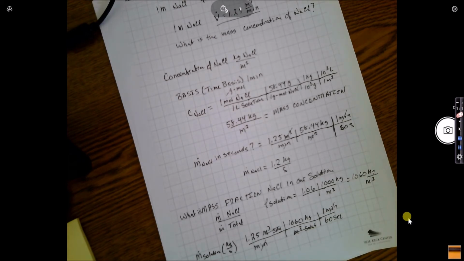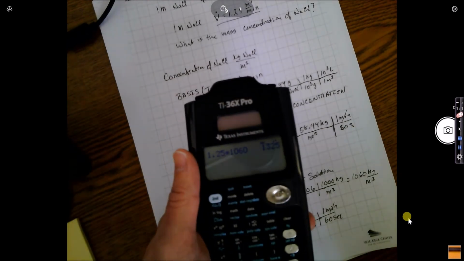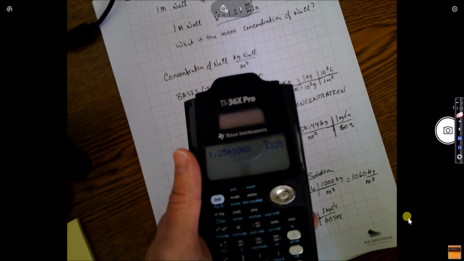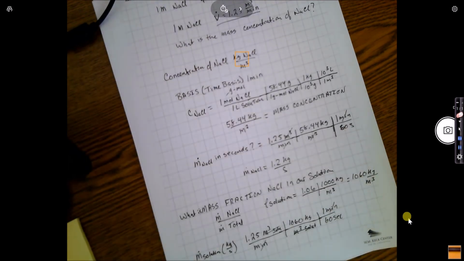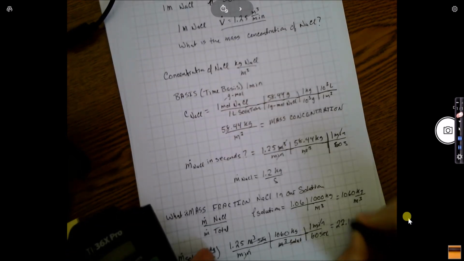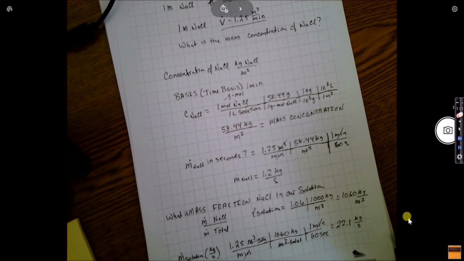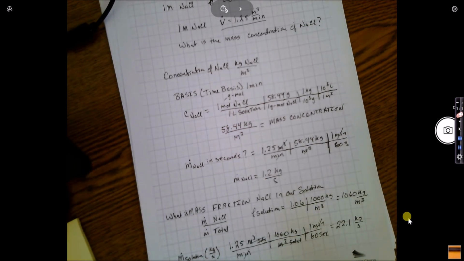Clear. Yes, here we go. So 1.25 times 1060. I've been kind of showing the intermediary steps. So I got 1325, and divided by 60 seconds. And I got 22.1 if we round up, kilograms per second. And I'll double check. Yes, I got 22.1 kilograms per second.